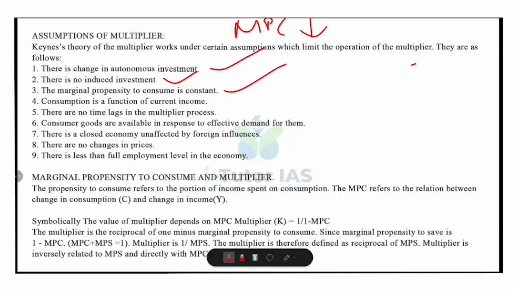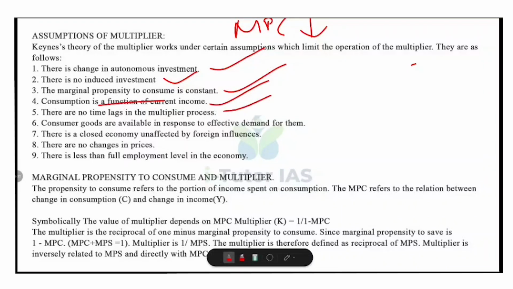What is the next factor? Consumption is a function of current income. That means consumption depends only on current income. People are assumed to decide their spending based only on their present income and not on past savings or future expectation. That is what this assumption says.